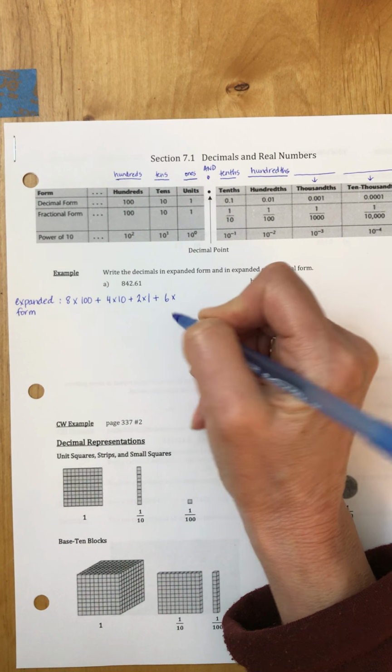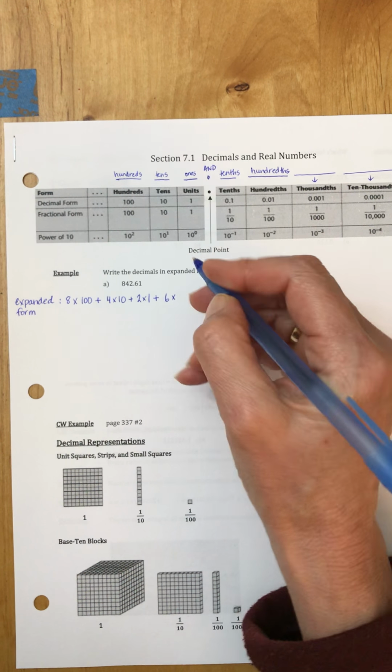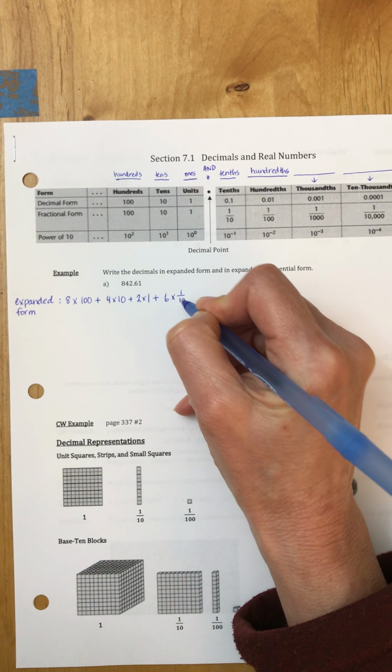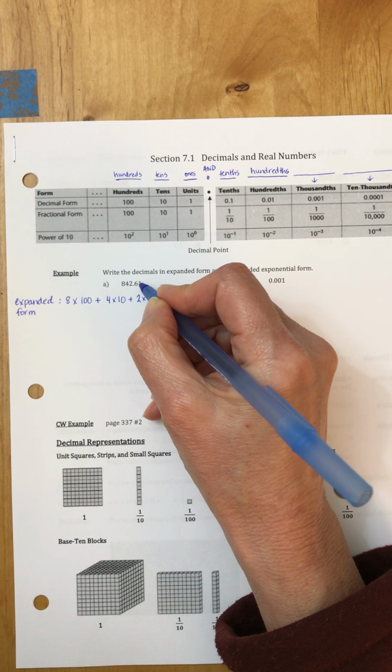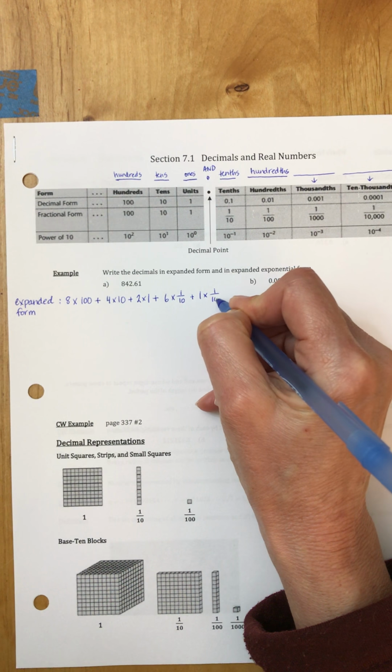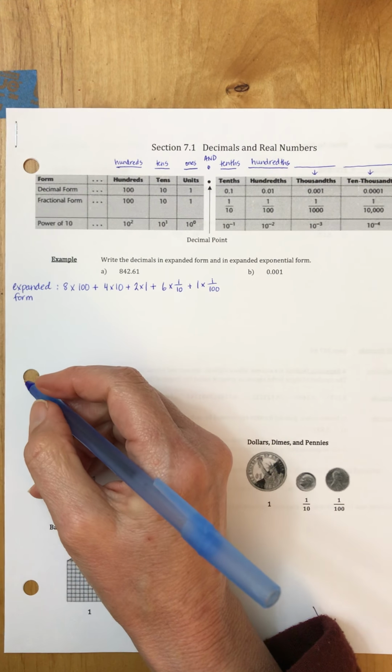6 times. Now, here we have to be careful. It would be 6 if we read this, 6/10. So we say 1/10. Plus 1 times, 1 is in the hundredths position. So 1/100. Okay. So that's the number in expanded form.